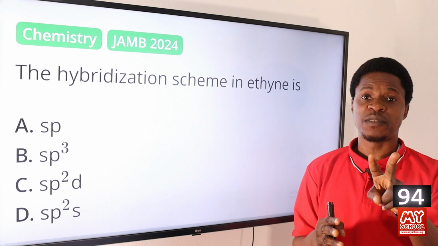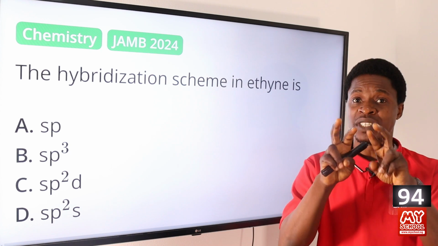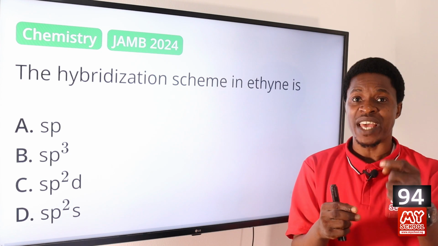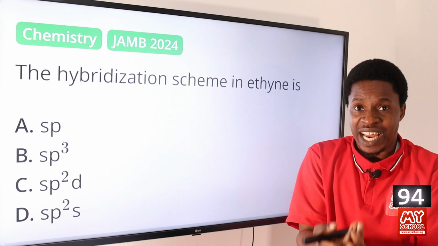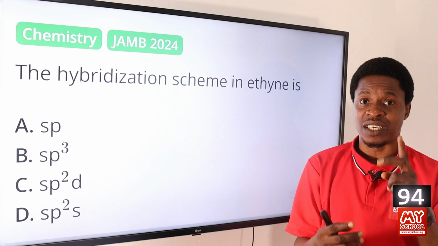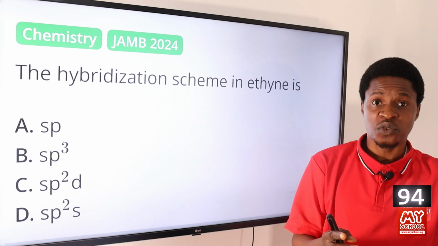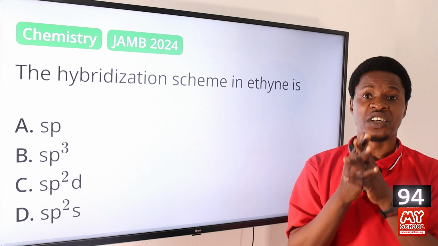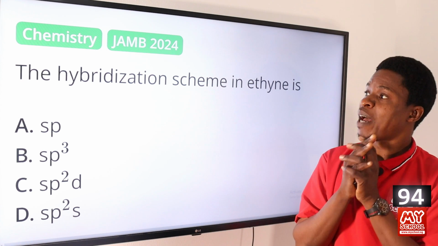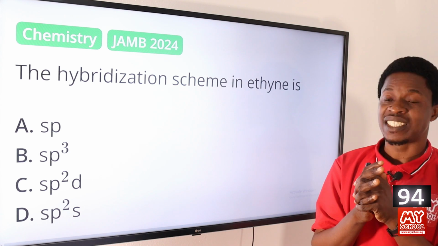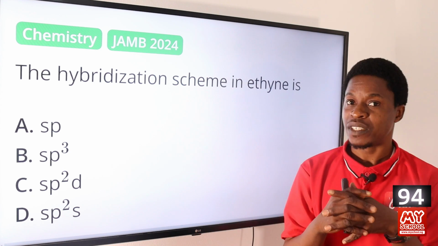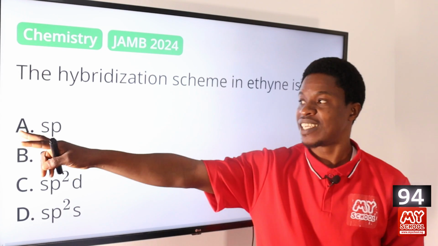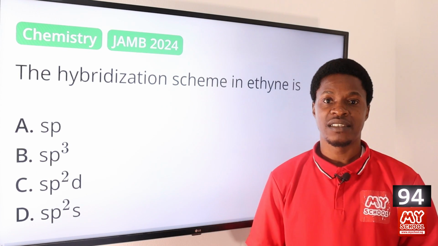So one 2s hybridizes with just one 2p orbital. One 2s, one 2p gives us one sp. So the hybridization scheme in ethine is actually sp, not sp3, not sp2d, not sp2s. The correct answer here is option A.